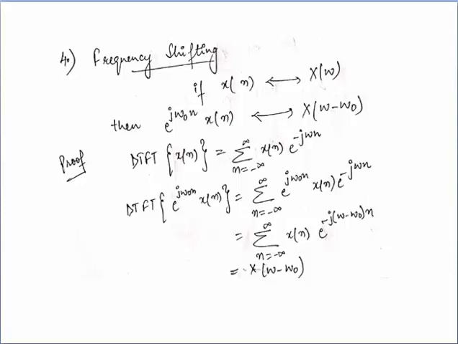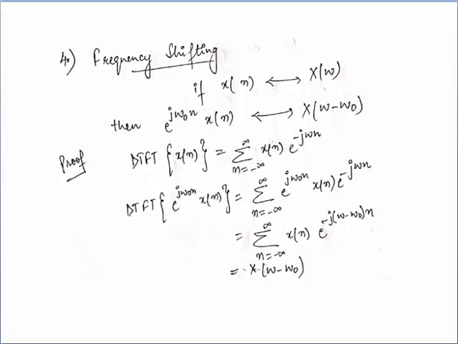To prove it, first we have to write down the formula of DTFT, that is DTFT of x of n is equal to summation n tends to minus infinity to infinity x of n e raised to power minus j omega n. Now replace x of n with e raised to power j omega naught n x of n. So the DTFT of e raised to power j omega naught n x of n is equal to summation n tends to minus infinity to infinity e raised to power j omega naught n x of n into e raised to power minus j omega n.